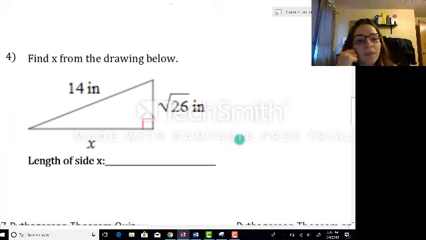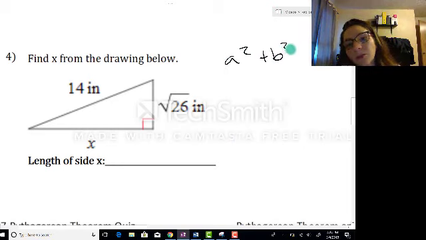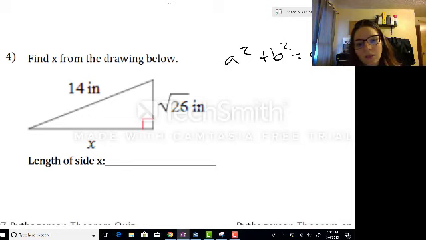All right, number 4. So find x from the drawing below. So we're still using the Pythagorean theorem, a squared plus b squared equals c squared. Okay, this is probably the one that I saw the most issues with, mainly because of two things. This square root of 26 really threw a lot of students off, and also identifying our c was hard. So whenever we're looking for what numbers to plug into our Pythagorean theorem, we need to find c, because that's the only one that truly matters.